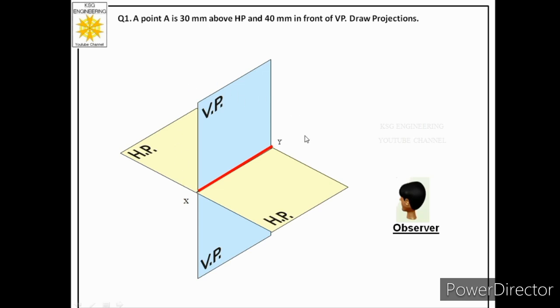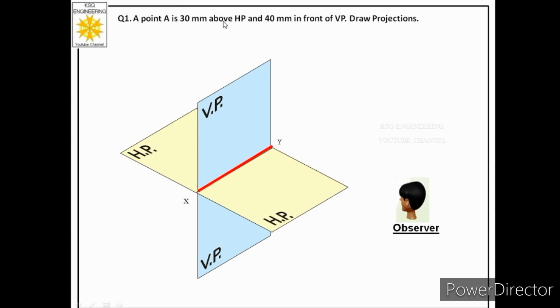Now over here quadrant system is shown and observer position is also shown, and we know that observer position is such that he can see only first and fourth quadrant. So case 1 of point is related to first quadrant. So let us read the statement again. A point A is 30 mm above HP and 40 mm in front of VP.